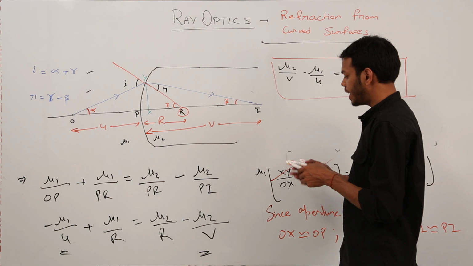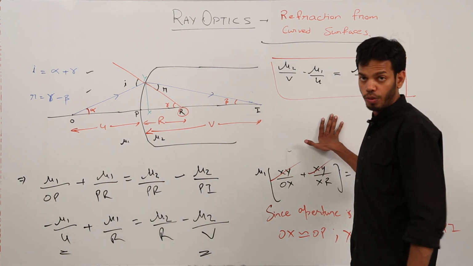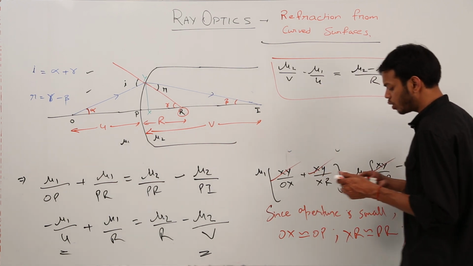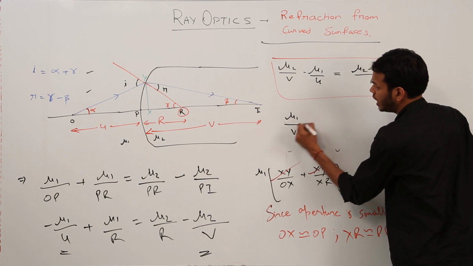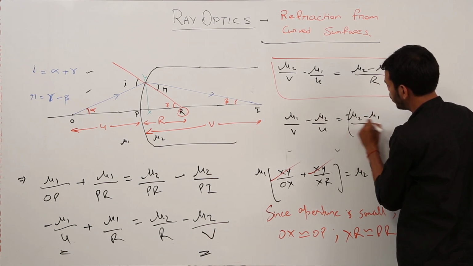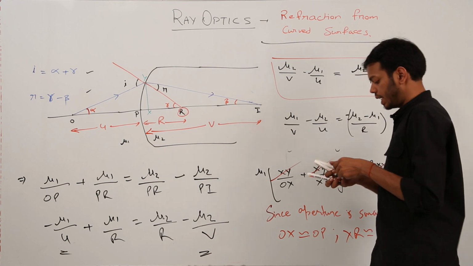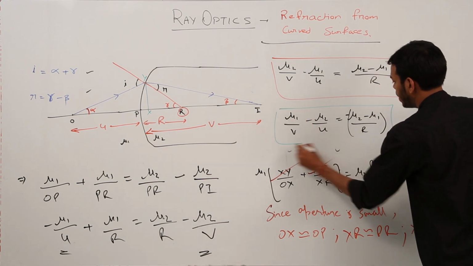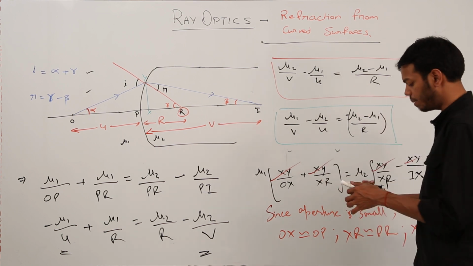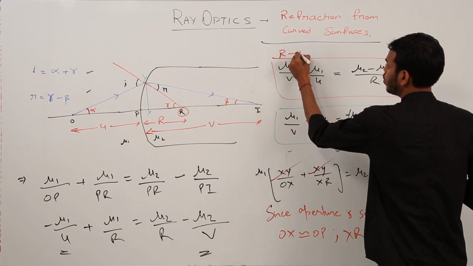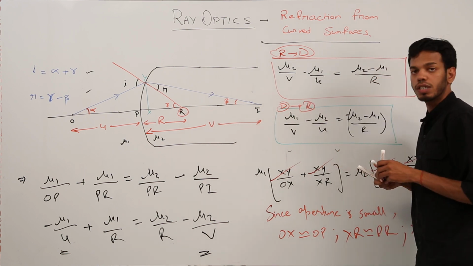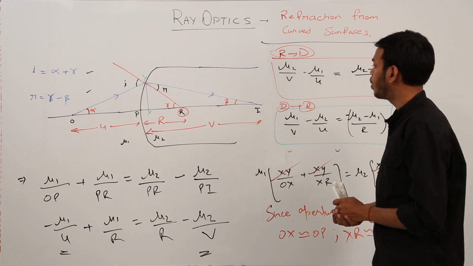Now I give you a trick how to remember this formula, or both of these formulas. Remember any one. If you remember this, then the other formula, denser to rarer, would be mu1 over V minus mu2 over U is equal to minus of mu2 minus mu1 over R. Now how do I remember this? Just replace 1 by 2 and 2 by 1 in this equation. This equation will automatically come out. This is for rarer to denser, and this is for denser to rarer. These two equations will be used again in lens maker's formula.